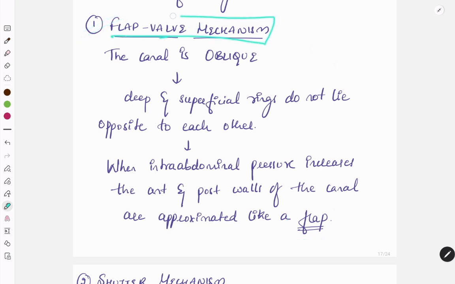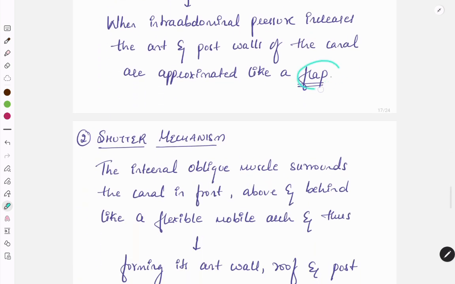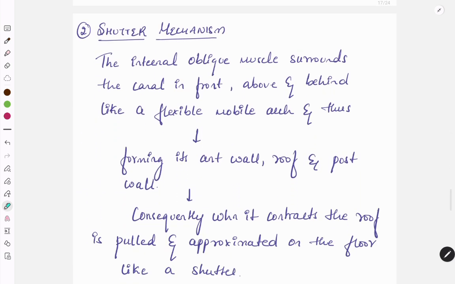Flap valve, you just have to remember one thing: that the flap valve mechanism refers to the oblique nature of the inguinal canal, because of which, when intra-abdominal pressure increases, these two rings, the anterior and the posterior walls, are approximated towards each other like a flap. So the second mechanism we have is the shutter mechanism.